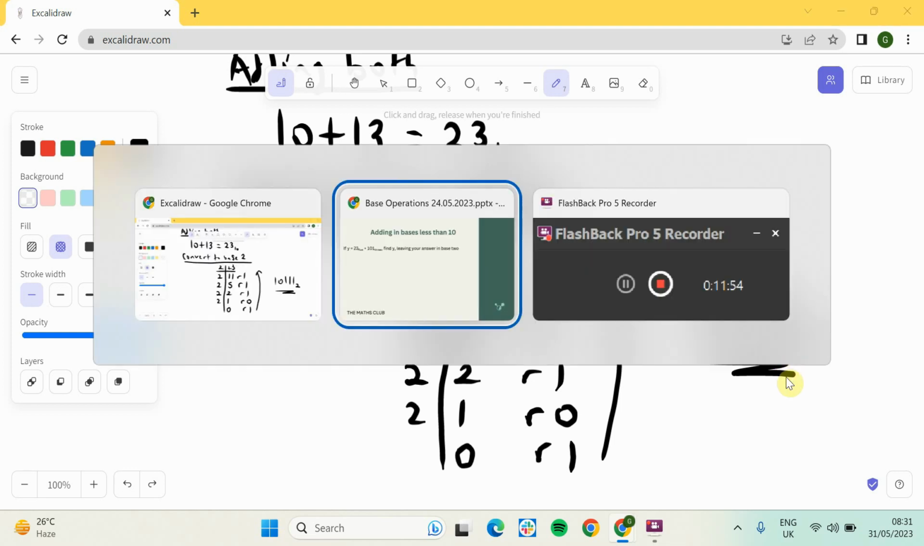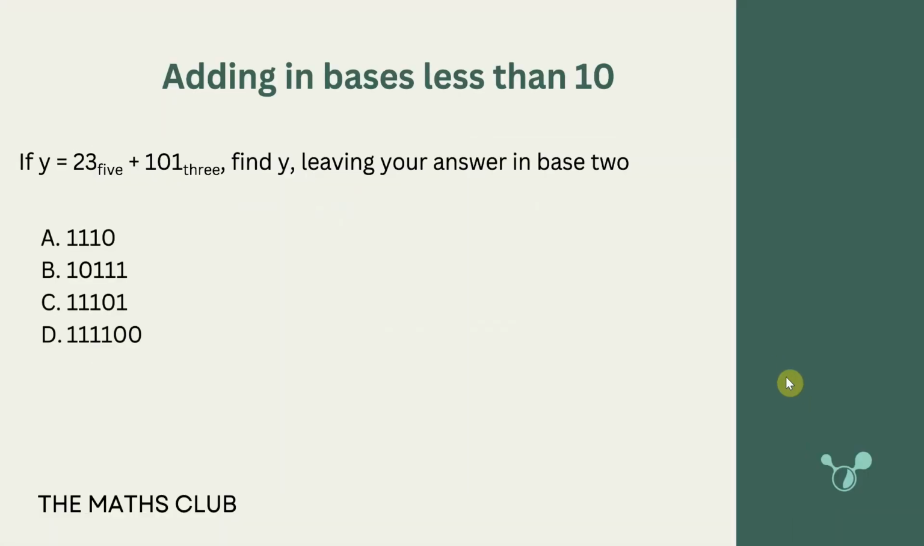Let's see if we got it right. So our answer was 1 0 1 1 1 in base 2. Can you guess what the option is? Option B. Great. So our answer is B. That's how we add in base 2. When you have different bases, that is where converting to base 10, then adding in base 10 and converting to whatever base they tell you would come in. Like I said, this is actually a trick question because you would assume that this 101 is in base 2. So always be very careful.